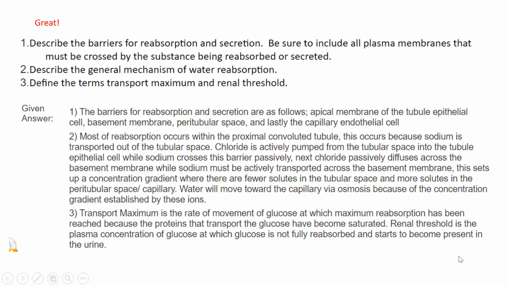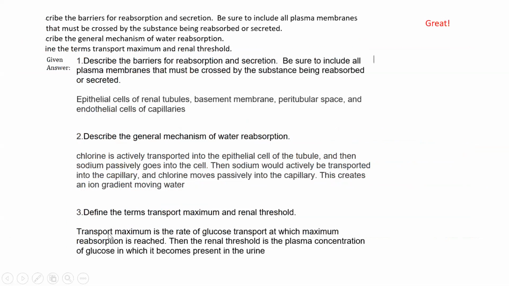Renal threshold is the plasma concentration of glucose at which glucose is not fully reabsorbed and starts to become present in the urine. So again, this is correct. We're speaking here about the plasma concentration of the substance in question. So we're looking at glucose at which we no longer have full reabsorption, but we start to spill this solute into the urine, okay? So that was pretty straightforward, and that was a good answer.